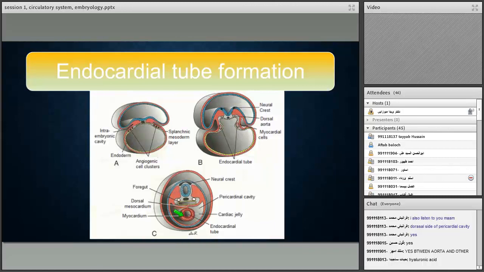Look at here, we have seen the cardiac jelly. Hyaluronic acid, yes. This hyaluronic acid layer is called cardiac jelly. It is separating the endocardium and the myocardium. Its function, it would be like a cushion layer of the heart.